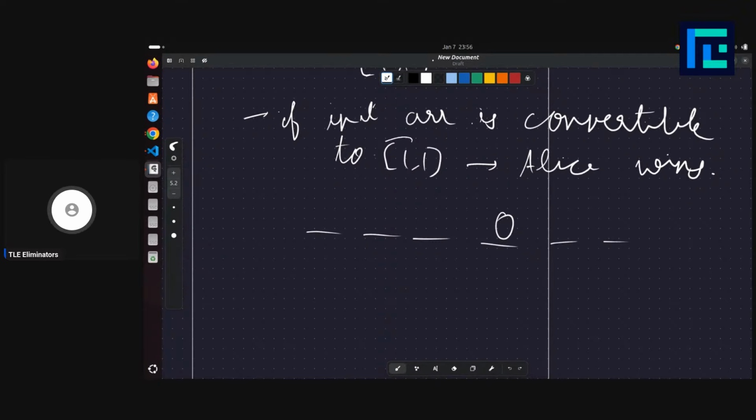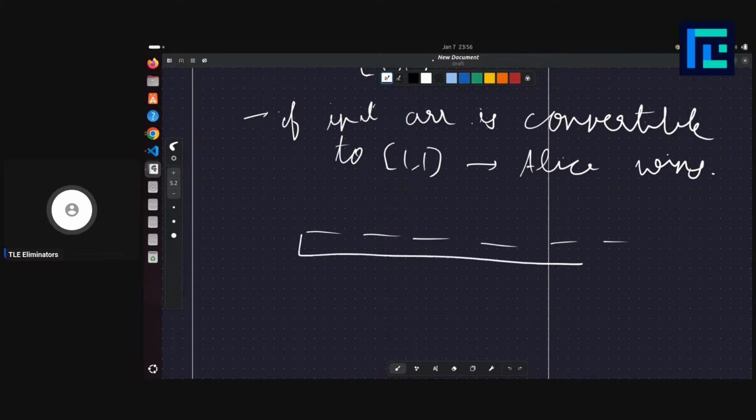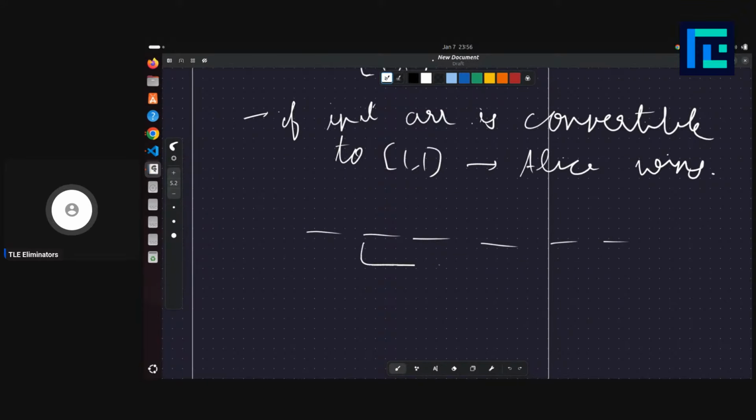She wants to do an operation on a subarray such that only two elements remain. Initially, let's say there are n elements, but after the operation, she wants only two elements to remain. So what can she do? Either she will do the operation on this subarray, so this one element and this element would remain, or she would do it on this subarray. If she does it on this subarray, then this element would stay the same. If it is a1 initially, then after the operation it would remain a1, and here something new would come.